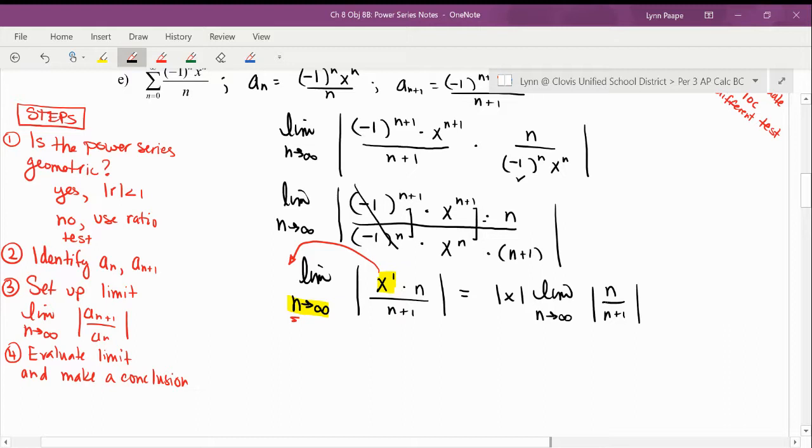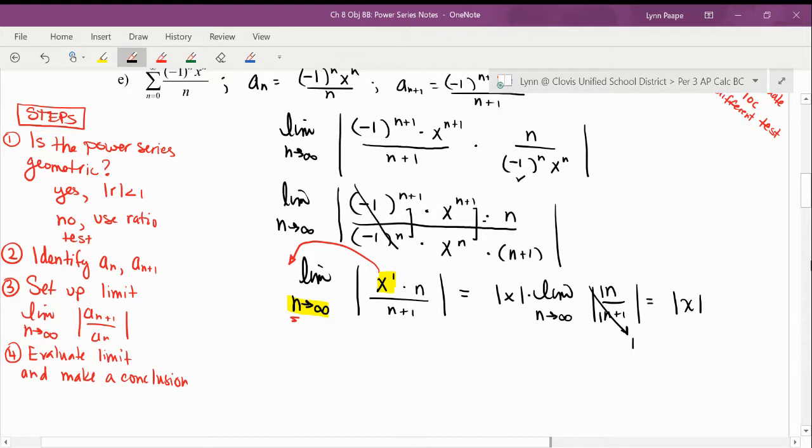So because these are of equal degree, this is going to be looking at the coefficients. So that would be 1 over 1. So this limit will just go to 1, but remember it's being multiplied by the absolute value of x. So that would be the absolute value of x.